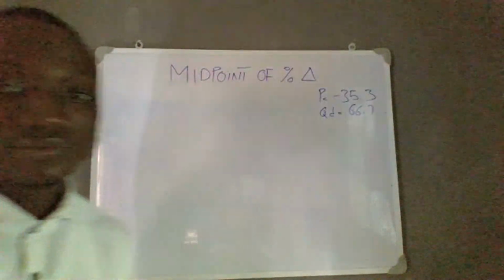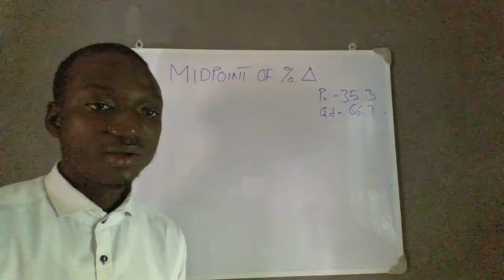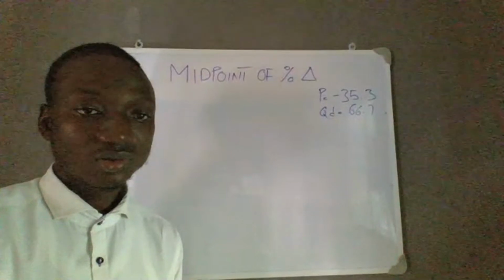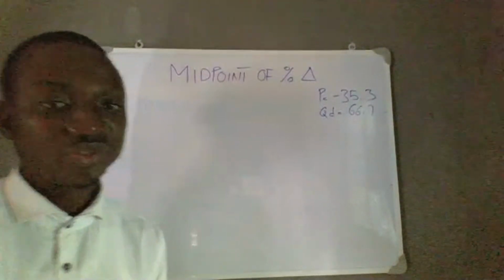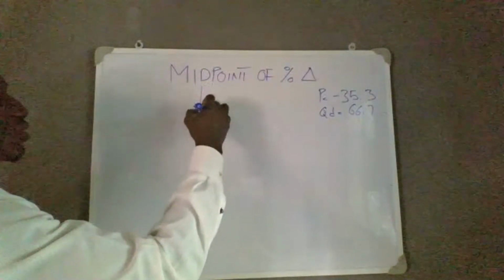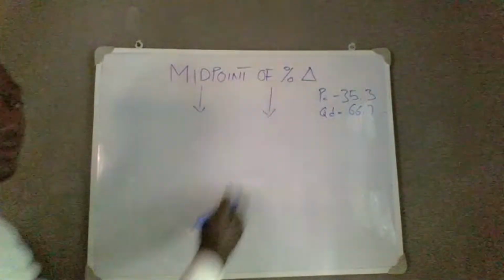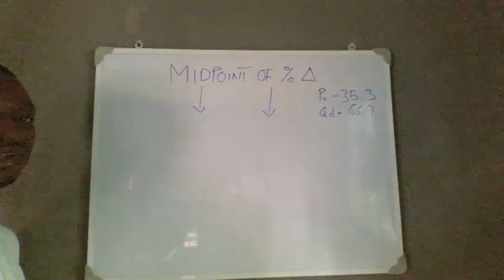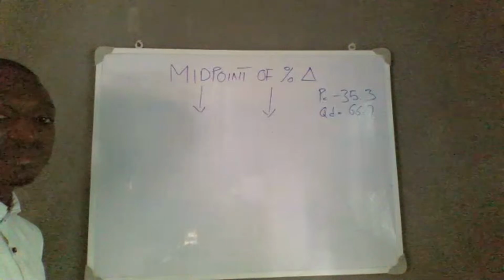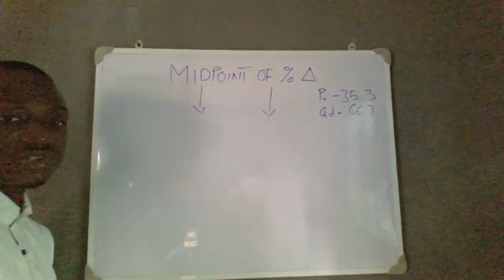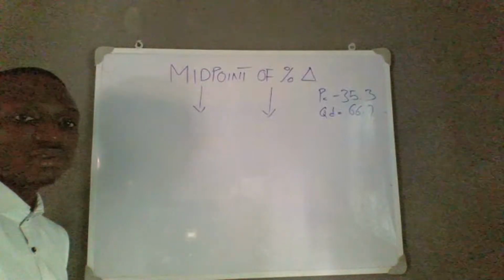So now for the midpoint, we say the percentage change in quantity demanded divided by the percentage change in price.